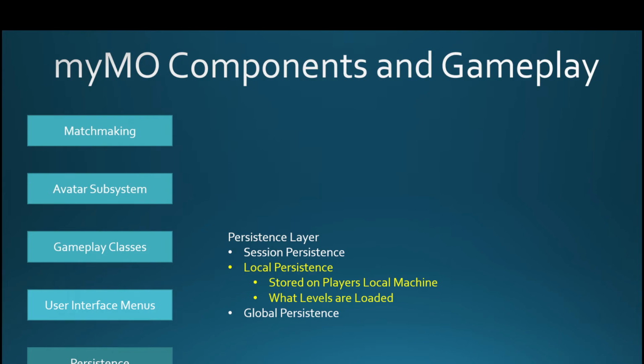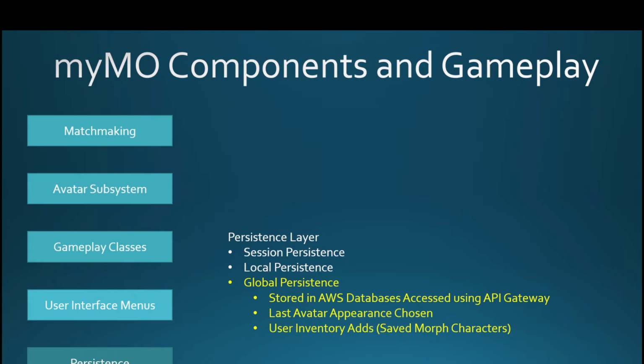The last one is global persistence, and what we use now is AWS. I store, for example, the character's last or current avatar appearance, information about what they look like and what they're doing, in that database. So the next time they get on, it remembers what avatar they were using. So the last avatar appearance chosen.